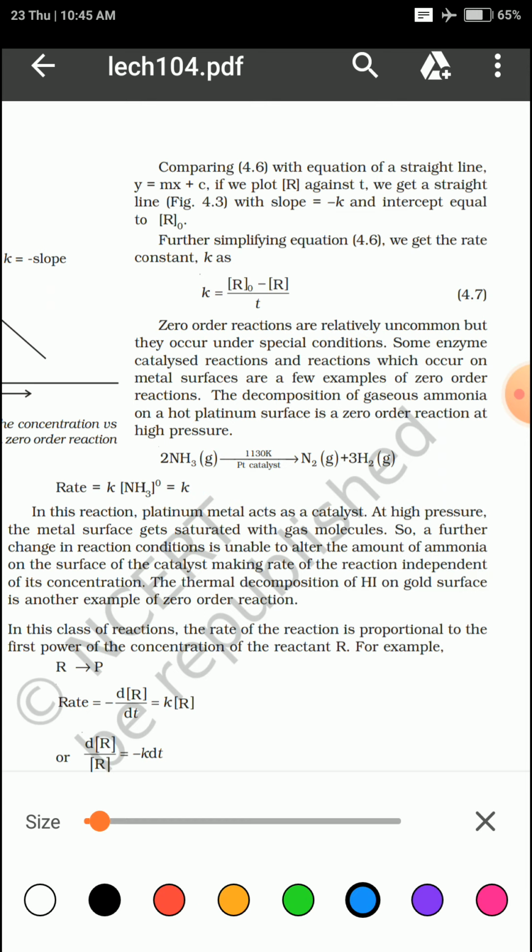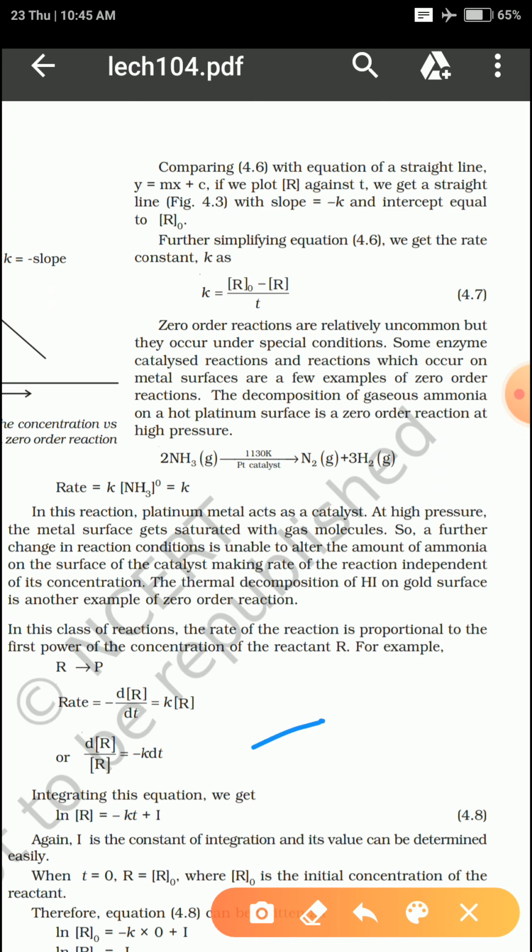So these are the two main examples you must bother about. One is the decomposition of gaseous ammonia on hot platinum. Second, thermal decomposition of hydrogen iodide on gold surface. I hope you understood the topic, the method to find the rate of reaction, and also how to plot the graph. In the next class we will discuss how to find the rate of a first order reaction.